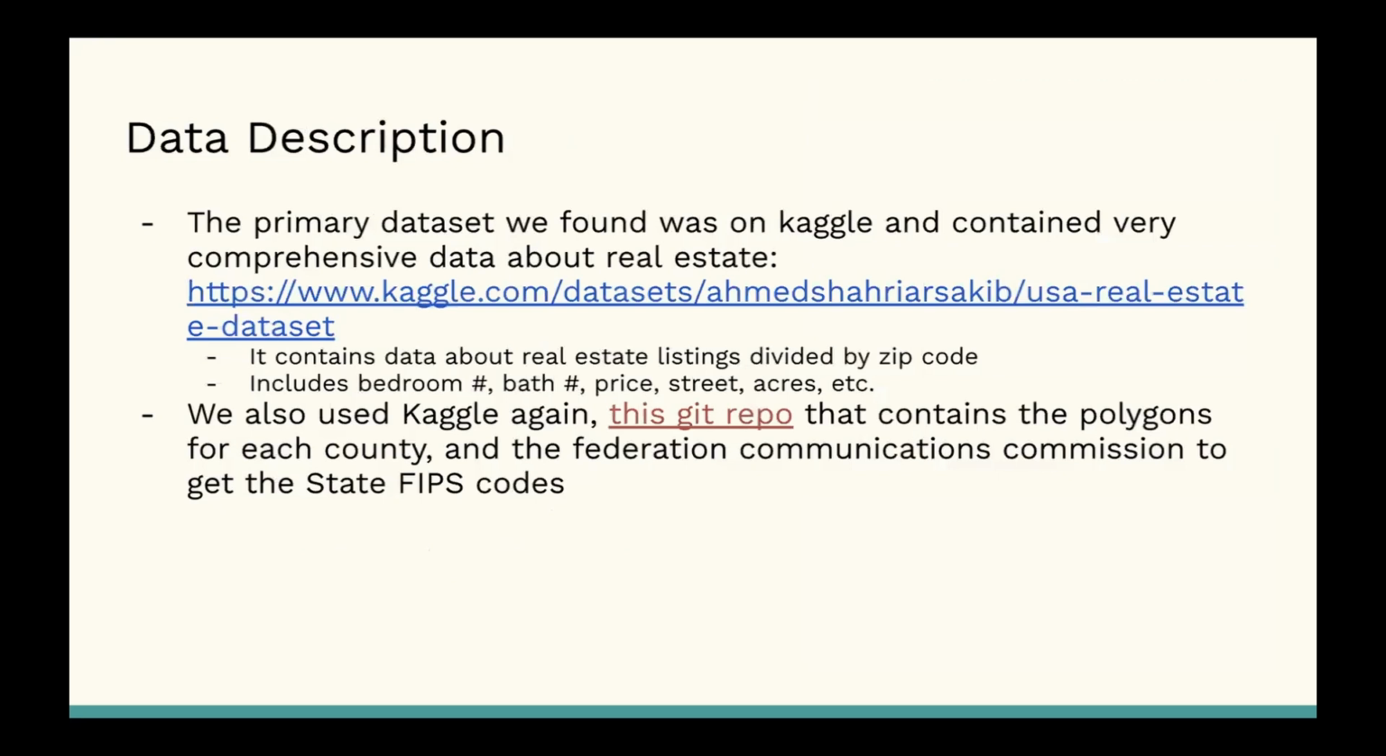So the primary data set we used was from Kaggle, and we also used Kaggle again and a GitHub repository, which we used to find our GeoJSON file, which contained the data that we used to graph the counties in our visualization. And then we used another website called the Federal Communications Commission to get the state FIPS codes to match all our data.